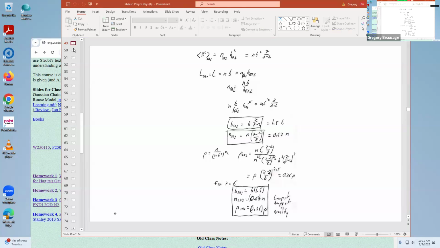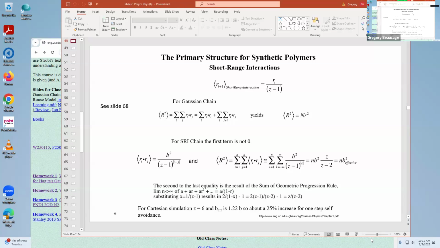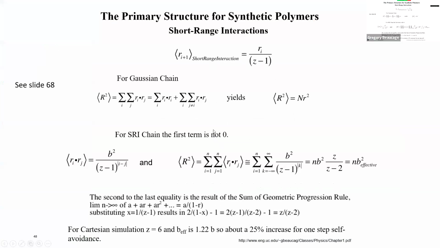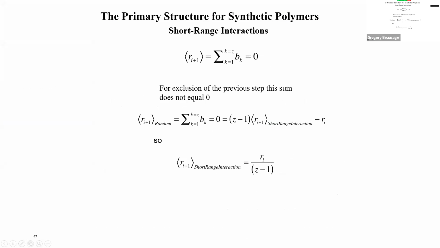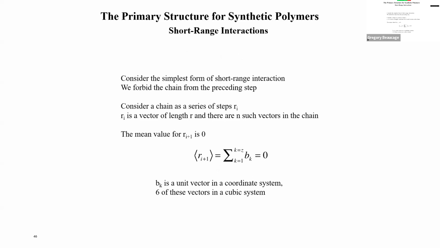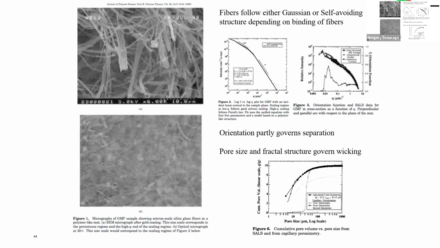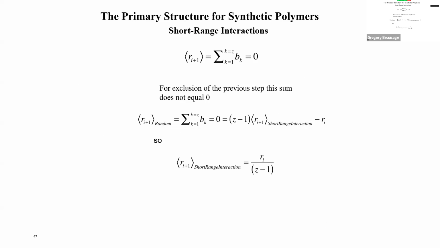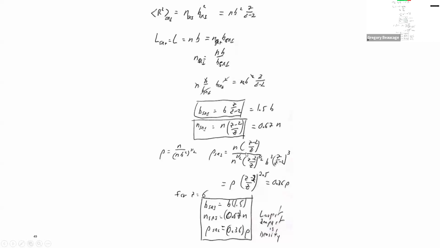So I'm just going to go through some of the slide things today. Any questions? All right. Last time I went through this business of getting this short range interaction, the simplest kind, and just from no back step, you get this increase of the Kuhn length by 1.5. But the chain scaling remains the same. It's still Gaussian.